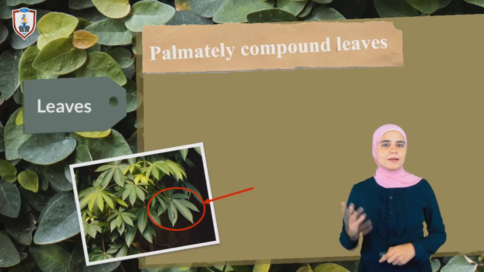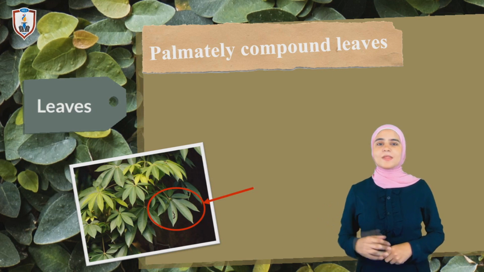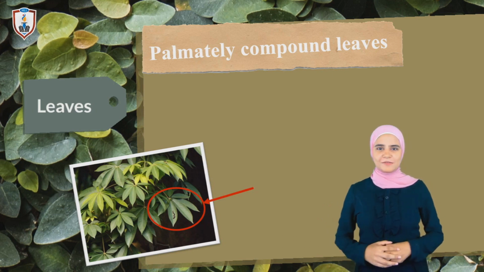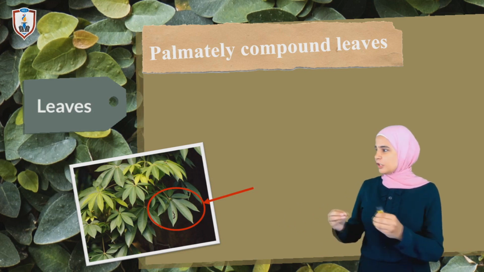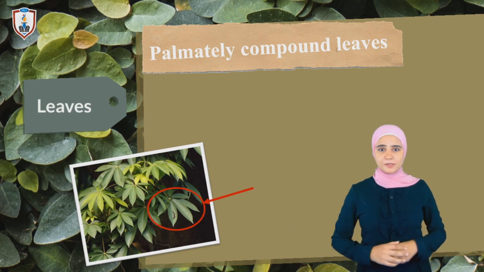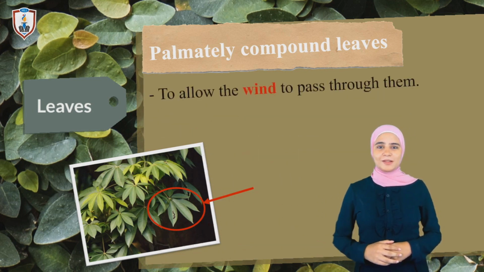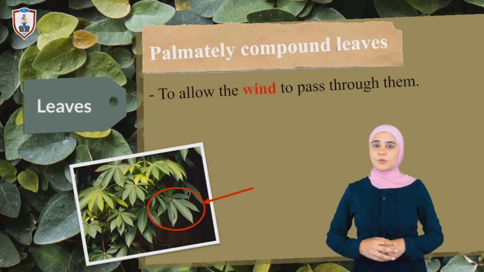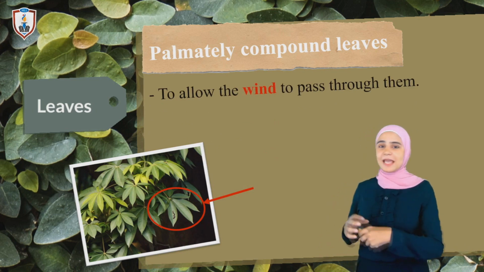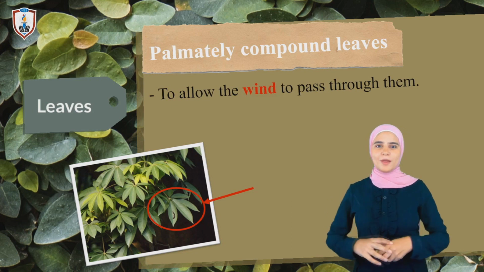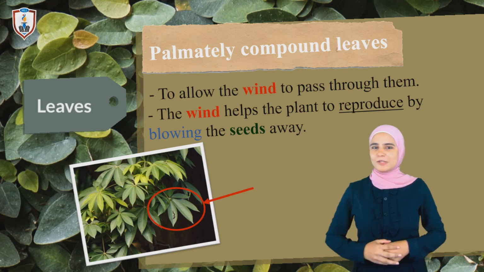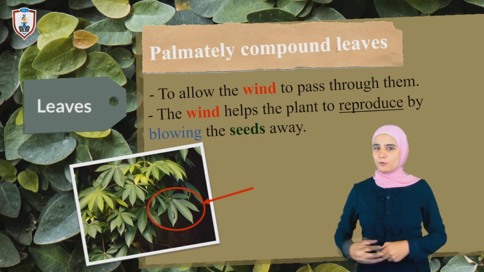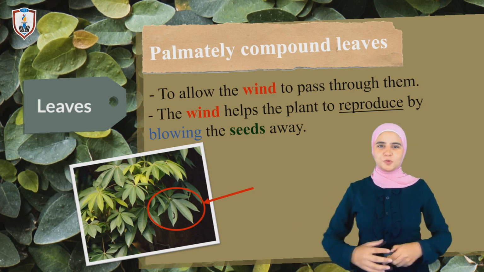But what about the kapok tree? In fact, it has compound leaves. Which kind of compound leaves? It's called palmately compound leaves. These leaflets look like they emerge from the same point. These leaves can allow the wind to pass through them. Also, the wind can help the plant to reproduce by blowing the seeds away, so it can move the seed from one place to another to produce a new plant.